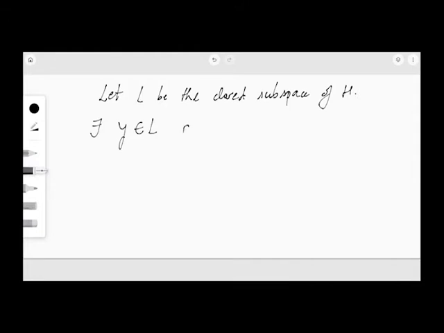Okay, so first of all, let us consider the space H and let L be the closed subspace of H, as it is given in our proposition. Now what we are going to show is that Y belongs to L, that is, there exists a Y element of L such that Y is equal to PL of X if and only if X minus Y is orthogonal to L. So we are going to show that in the closed subspace, the element which forms the projection exists if and only if X minus Y is orthogonal to L. Now we'll prove this and we'll see how we can relate it to the proposition.